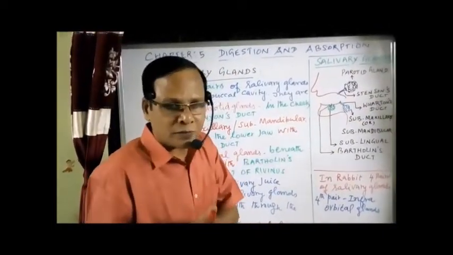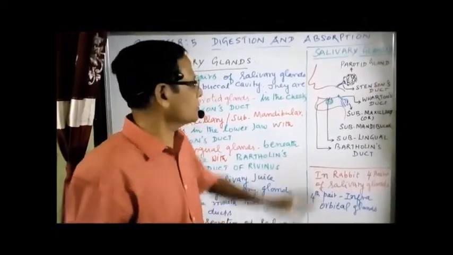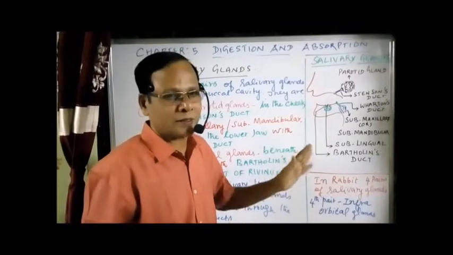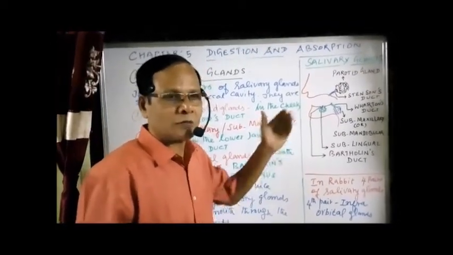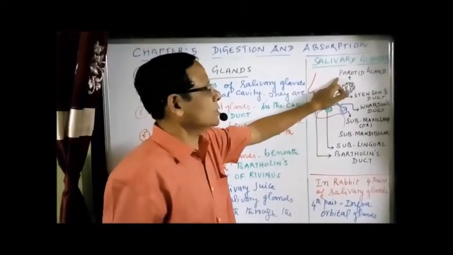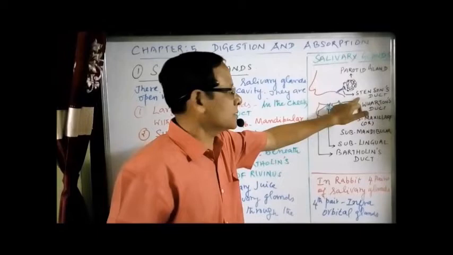So you can draw a simple diagram like this and not draw as in the book. It's impossible. So draw a simple diagram like that, that's enough, just to locate and position the salivary glands. So parotid glands in the cheek region with the salivary duct, Stensen's duct.